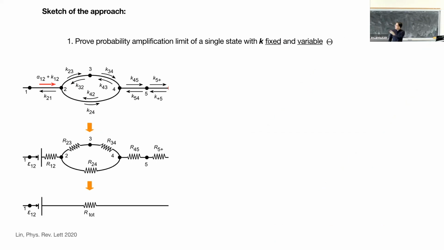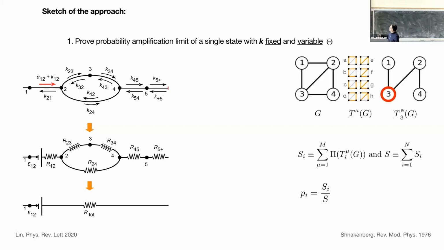Okay, so the first thing we're going to first prove is the probability amplification limit of a single state with k fixed and variable theta. So we're asking, for the same system, if I were to drive the system, how much more can I amplify some state, right? And I'm going to use the circuit mapping I talked to you about, as well as combining it with what's called the matrix tree theorem, which allows us to calculate the steady state probabilities of these master equation systems.